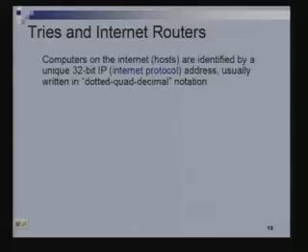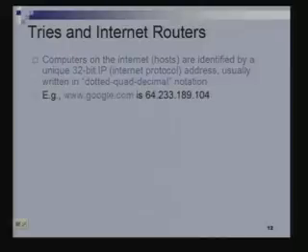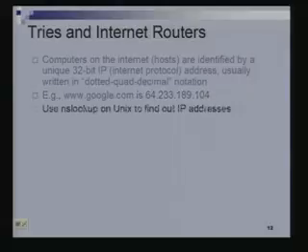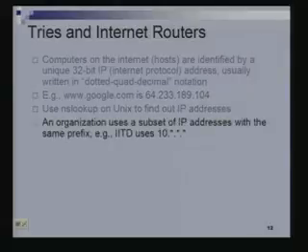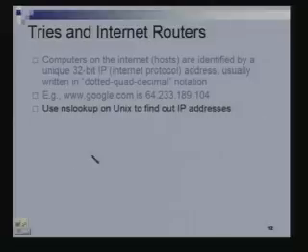Now you are all perhaps familiar that each node, each computer on the internet has an internet address, an IP address in internet protocol. It's a 32-bit number, right? And it's written in this kind of a notation. So google.com, I just checked, is something like this. There's a utility called nslookup in Unix to find out the IP address of any node that you want to.